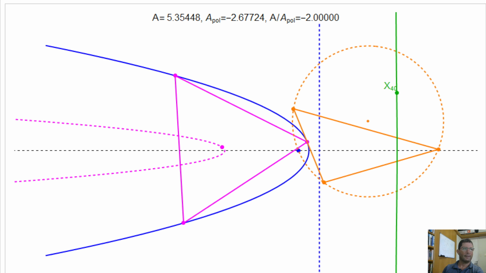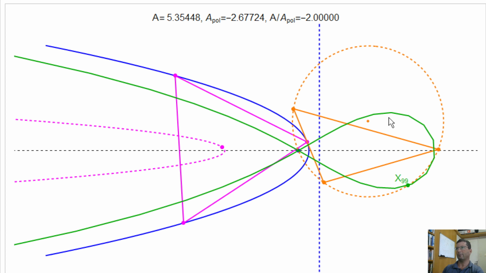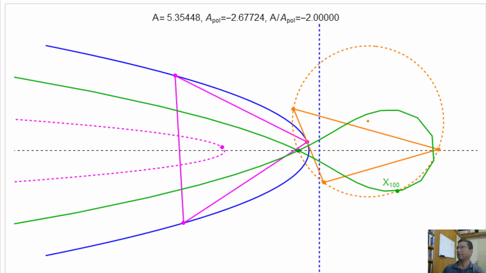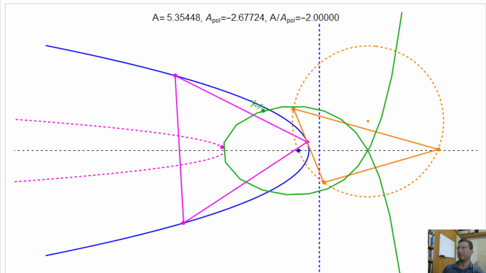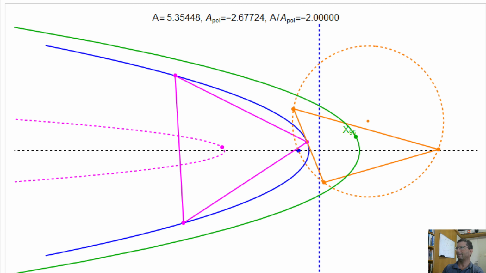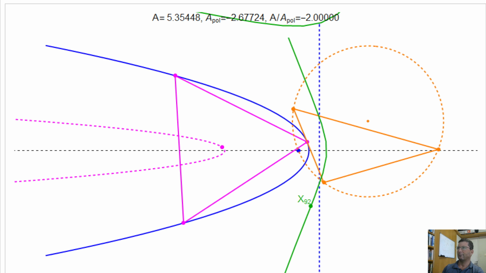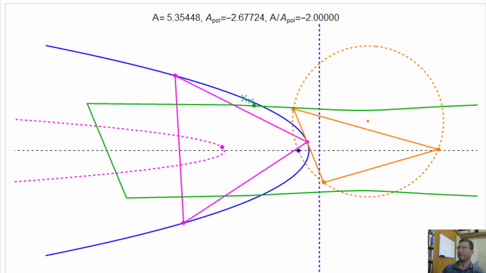Okay, what else? I think this is it. Let's say we can go all the way up to X99 to see if there's anything interesting. This is Steiner's point, nothing interesting. X100, I'm getting a little bit of polygonalization here because of my sampling. But as you analyze a lot of these higher-numbered triangle centers, you're not going to see anything really interesting. There's a lot of numerical instability here.